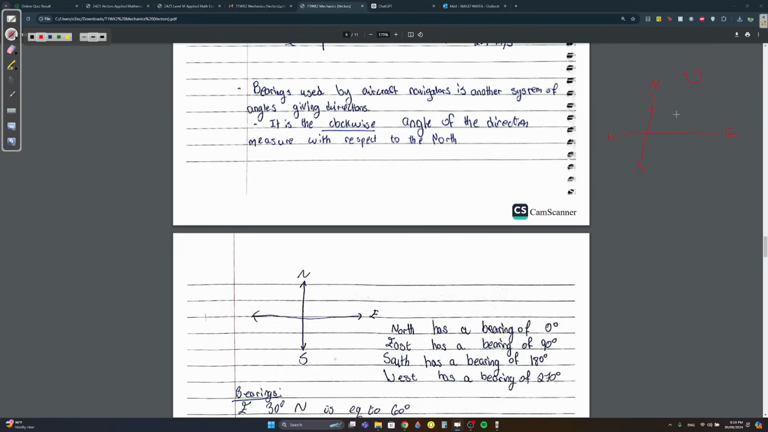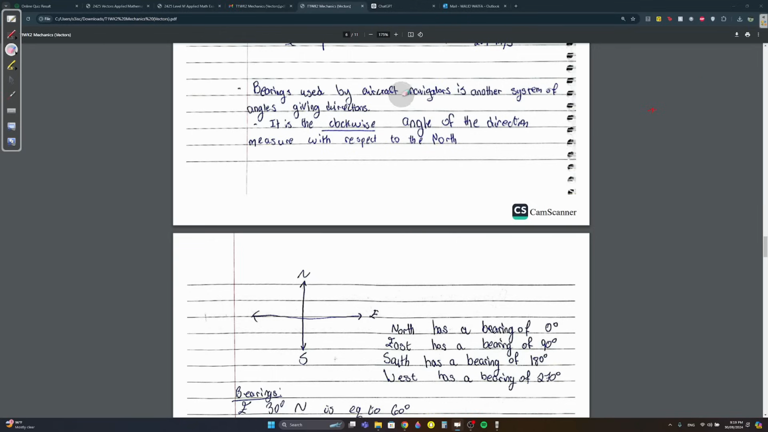So the bearing is different. It doesn't go counterclockwise and it doesn't start at the x-axis. The x-axis in this case would be east, but we're not starting at east, we're starting at north. So know the difference. Bearings, for example, a 45-degree bearing would be starting at north, going clockwise over here. This is a 45-degree bearing. This is how a 45-degree bearing looks.